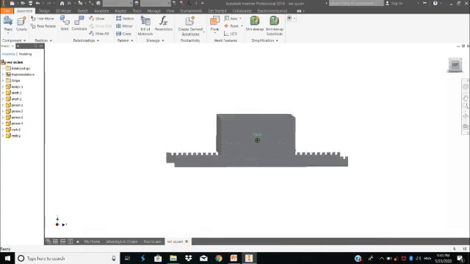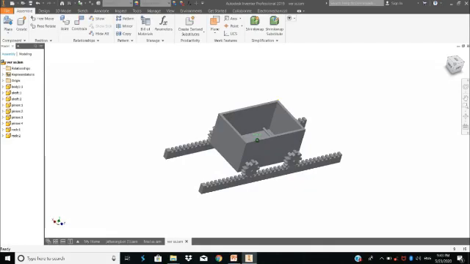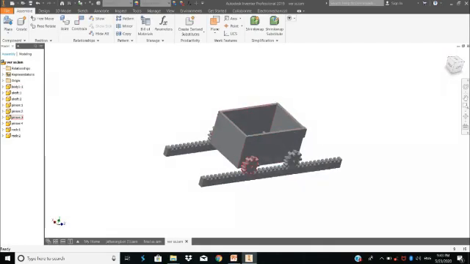This is the 3D model of horizontal movement. It consists of a casing and 4 pinions. Pinions are mounted on the racks. With the help of the DC motors, the pinions rotate over the racks.